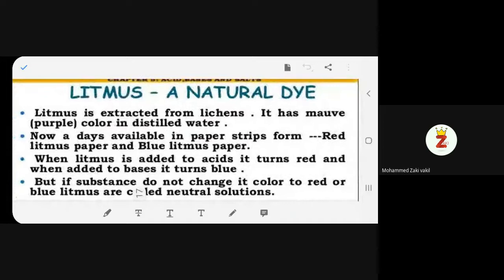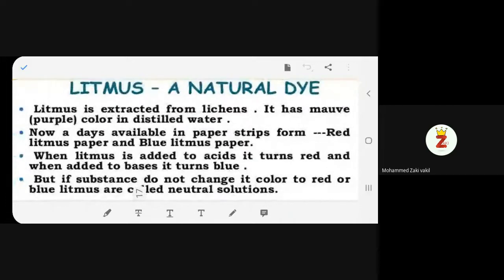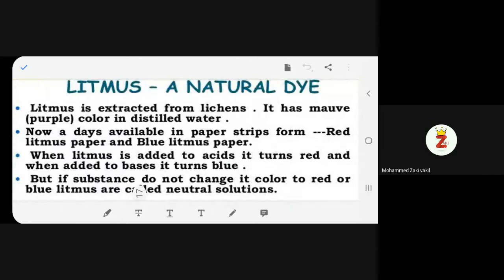The next slide on litmus. Read. Litmus is a natural dye. Litmus is extracted from lichens. It has a purple color in distilled water. Nowadays, it is available in paper strips as red litmus paper and blue litmus paper. When litmus is added to acid, it turns red, and when added to bases, it turns blue. But if substances do not change its color to red or blue, they are called neutral substances. Any problem? The same thing in a different format.